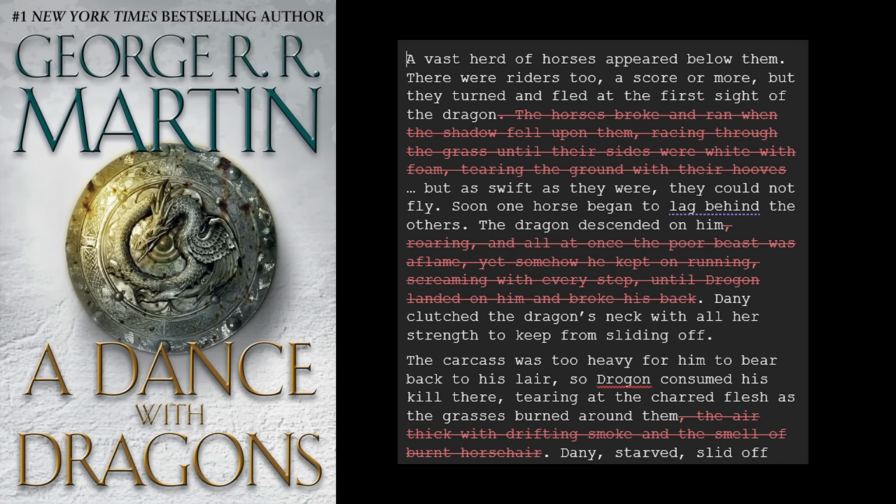A vast herd of horses appeared below them. There were riders, too, a score or more, but they turned and fled at the sight of the dragon. But as swift as they were, they could not fly. Soon one horse began to lag behind the others. The dragon descended on him. Dany clutched the dragon's neck with all her strength to keep from sliding off.